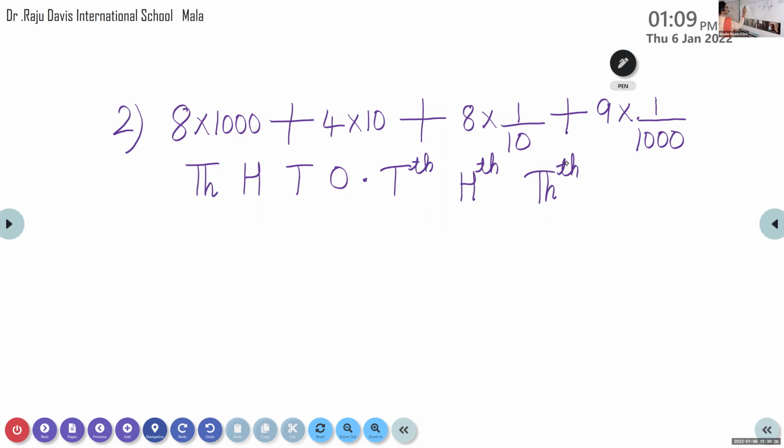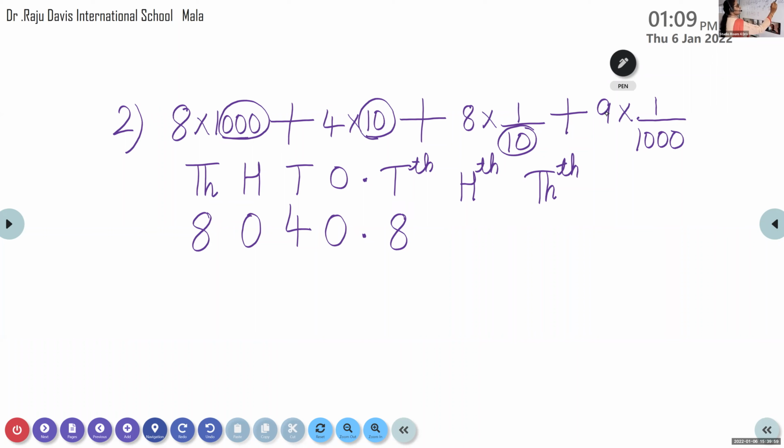Now, 8 into 1000. That means 8 will come under the thousands place. 4 into 10. That means that 4 has to be written in the tens place. Nothing is given in the hundreds place, put a 0. Nothing is given in the ones, put a 0. Put a point. Then 8 into 1 by 10. So it is in the tenth place. 9 into 1 by 1000. That means that 9 will go under thousandth. Nothing is there in the hundredth, so put a 0. So better for avoiding mistakes, write the places and write the numbers according to that.